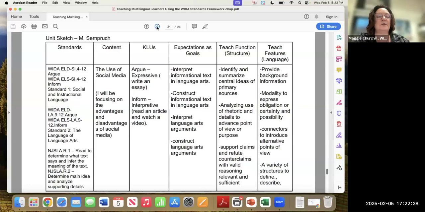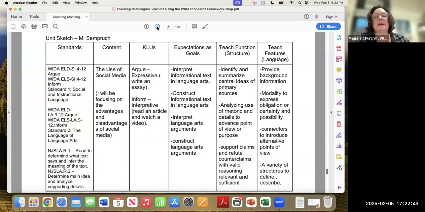There's another one that's high school about the use of social media. This is argument in language arts. A lot of us do language arts arguments about the advantages and disadvantages of social media, a very current topic. So it's another one just to show what it looks like.